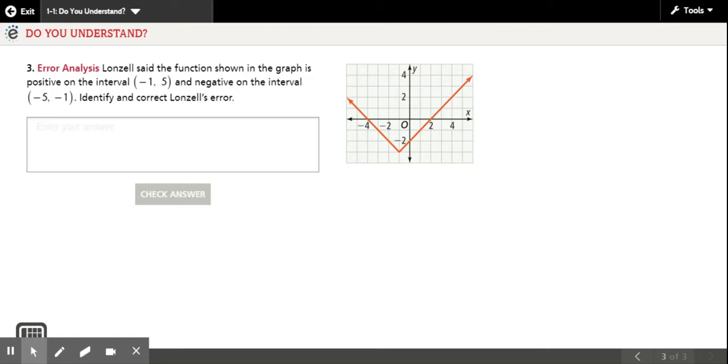All right, so he's saying from -1 to 5, it's positive. From -1 to 5, it's not positive, it's increasing. All right, it's actually negative for a portion of that interval. All right, so Lonzel is confusing the term positive and increasing. And then same thing for negative. He's saying it's negative from -5 to -1, when in fact it's decreasing. So again, he's also confusing the term negative and decreasing.